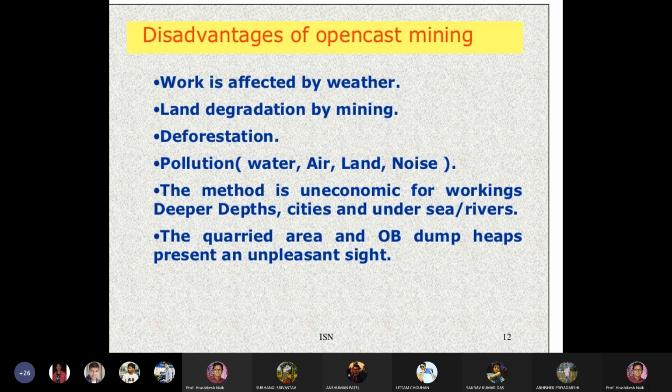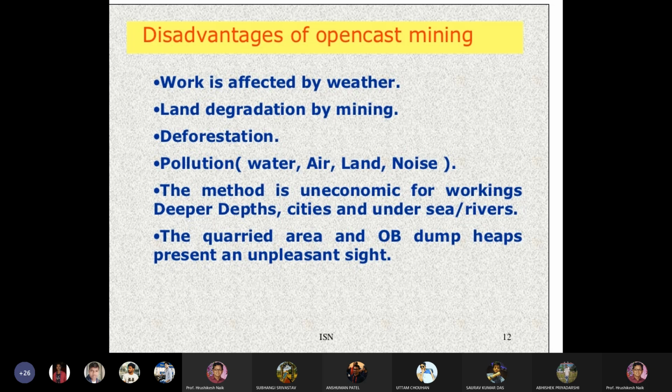So work will suffer during heavy weather, or work is affected by weather. Weather means if there is heavy rain, surface mines are getting flooded with water. During rainy season, you cannot work because of heavy rain. You cannot work in the surface mines. So that will affect the activities which you carry out in surface mines.